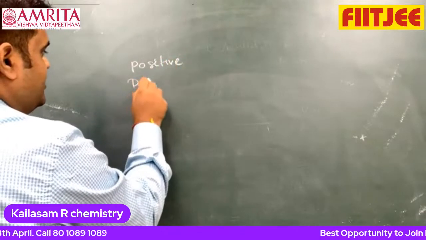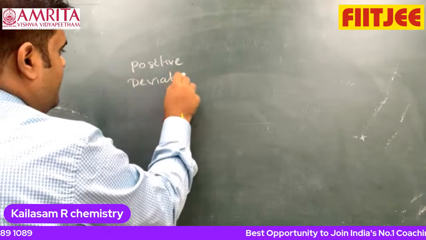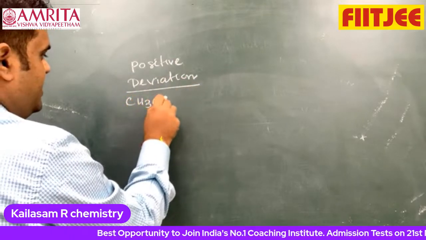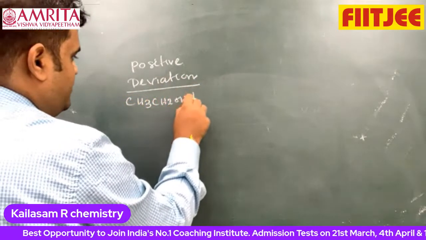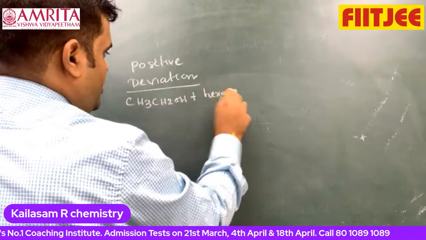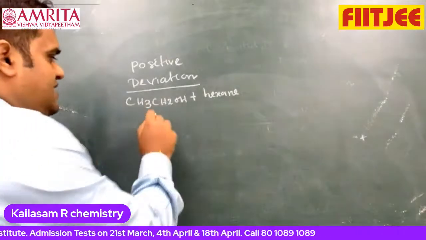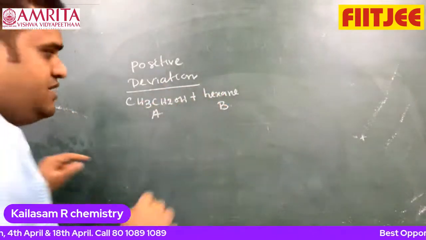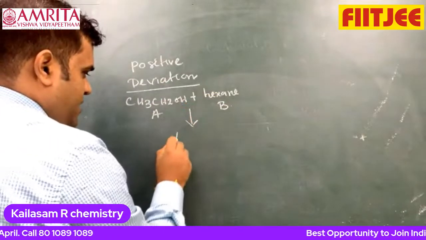Positive deviation. I'm taking the example of CH3CH2OH plus hexane. Ethanol plus hexane: I can say this is A and this is B. When I mix these, what I get is the AB interaction.